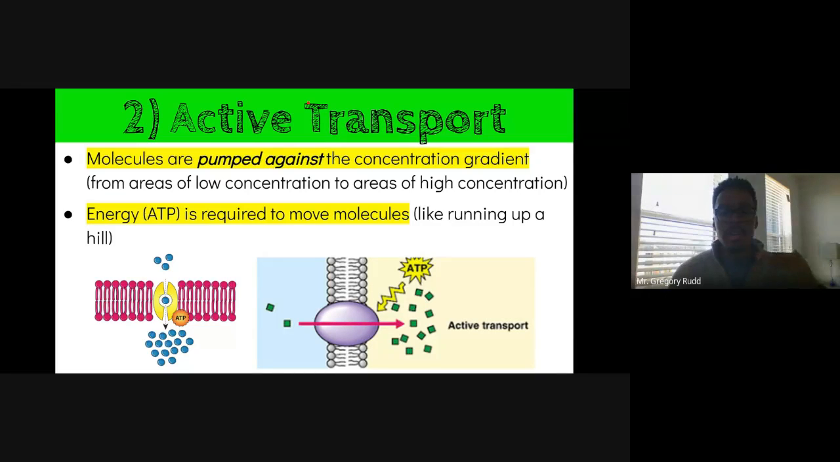So if one area has a lower concentration, what we're saying is that there's less of that molecule or less of that material or less of that substance than there is in another region of higher concentration where there's more of it. So active transport, we're going to pump something. We're going to move it from this low concentration region to a higher concentration region. That takes energy, just like going from the bottom of a hill to the top takes energy.